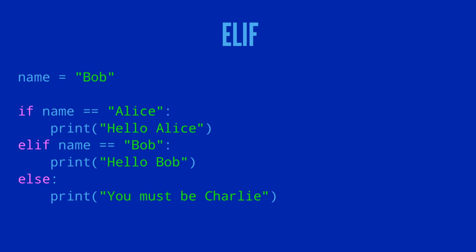If name doesn't equal Alice, it will then try the next pathway, which is the elif name equals Bob. So it will see if that statement is true. If that is true, it will execute that code and again completely jump out of the rest of the if statement. If that is also false, it will then fall back on that else statement, and that else in this case is a complete catch-all and will always be run if none of the other expressions turn out to be true.